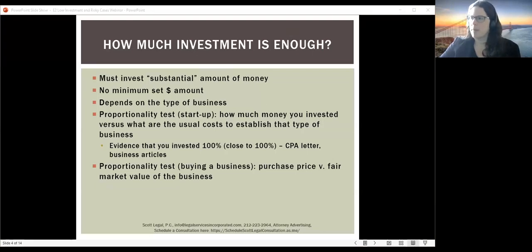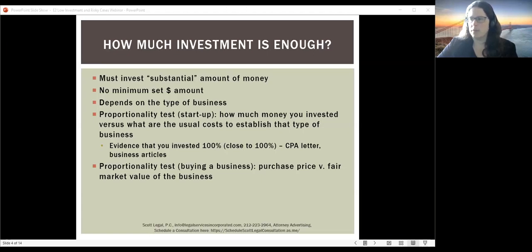So, how much investment is enough? You must invest a substantial amount of money. There is no dollar figure of what counts as substantial. There's some green card category like the EB-5 where there's an actual number that you need to invest. There is no minimum set amount for the E-2 visa. It will depend on the type of business.